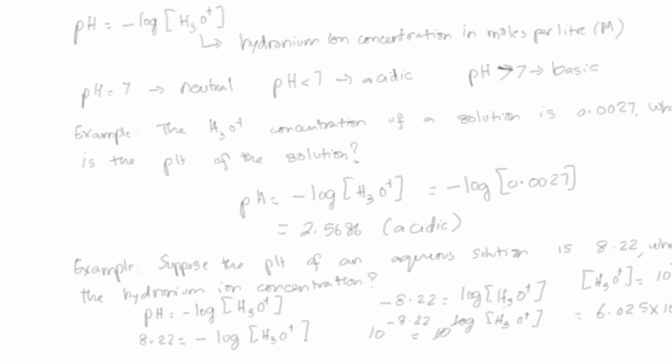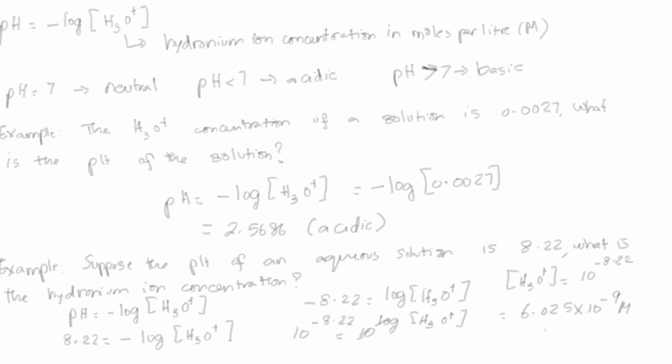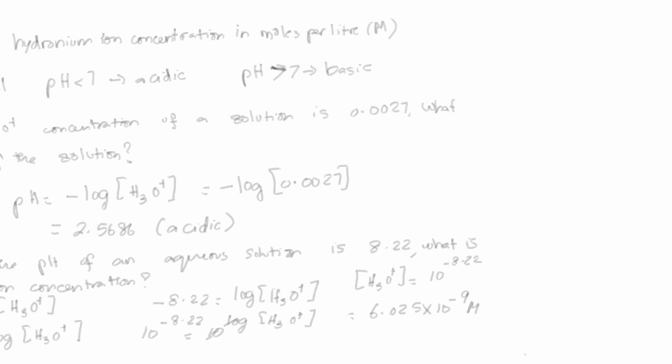So exponentiating both sides with the power of 10, we end up getting 10 raised to minus 8.22 equals 10 raised to log H3O plus concentration. The 10 and log base 10 would vanish because they are inverses of each other. That gives us H3O plus equal to 10 raised to minus 8.22, which would result in an answer of 6.85 times 10 raised to negative 9 M. So that is the concentration corresponding to a pH of 8.22.